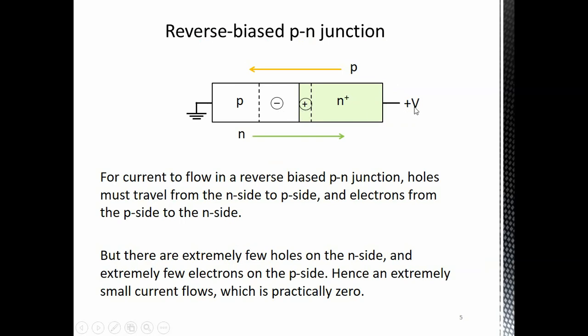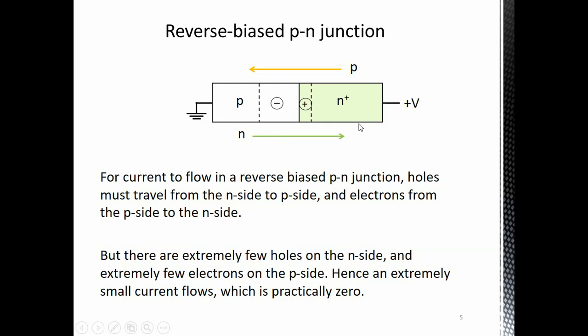And because this voltage is positive, current must flow from this positive to ground, which means that current must flow from the N side to the P side. Now, of course, current means positively charged particles. So positive charged particles must flow from the N side to the P side. In a PN junction, positive particles are holes. So they must flow like that. And electrons will be attracted to the plus. So electrons must flow from the P side to the N side. So this is what must happen for current to flow.